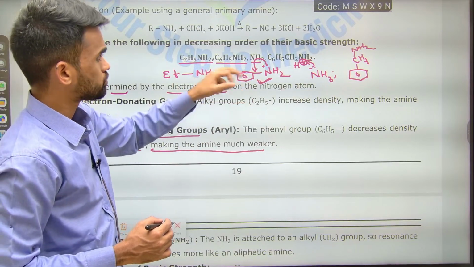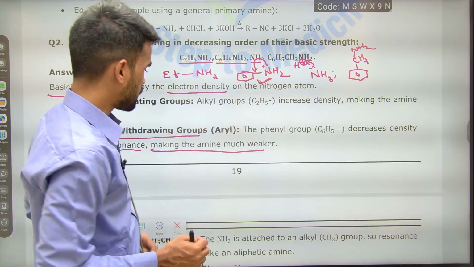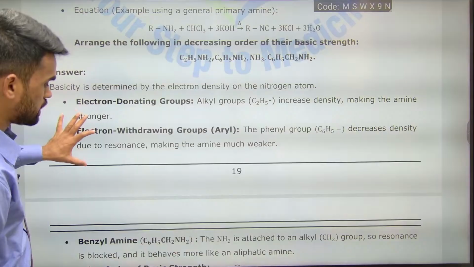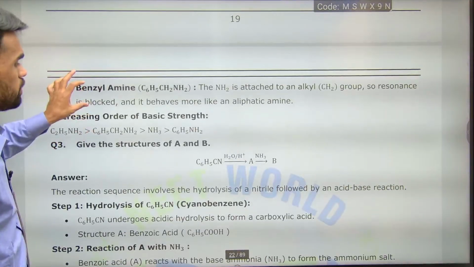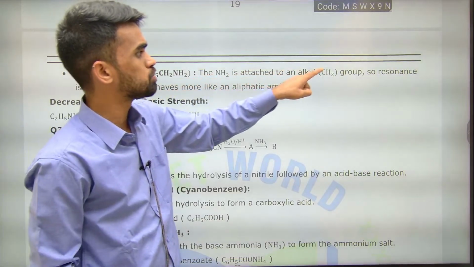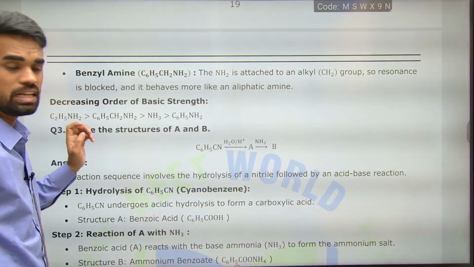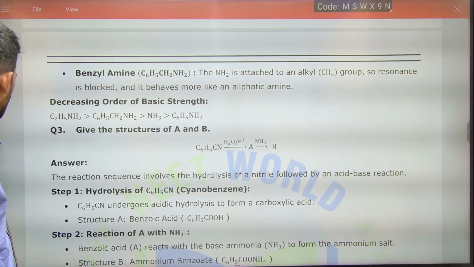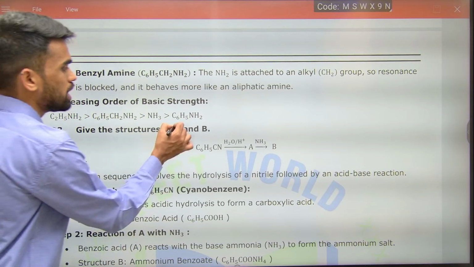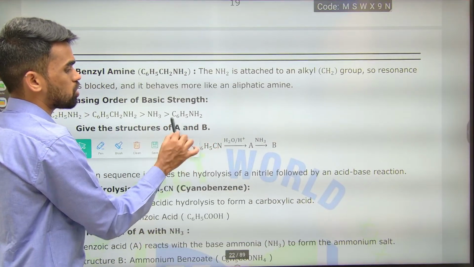So aniline is the least basic, after that ammonia. You can see they have mentioned benzylamine, where the nitrogen is attached to an alkyl group, so there is no resonance here as we saw in the aniline case. So which is the least basic? I told you, aniline. Why is aniline the least basic? Because it is involved in conjugation.